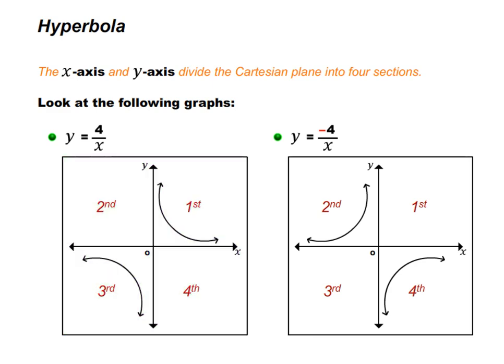Look at the picture. Let's have a look at the graph of y is equal to negative 4 over x. If this graph is negative here, then the graph will lie in the second and fourth quadrants. Look at the picture.